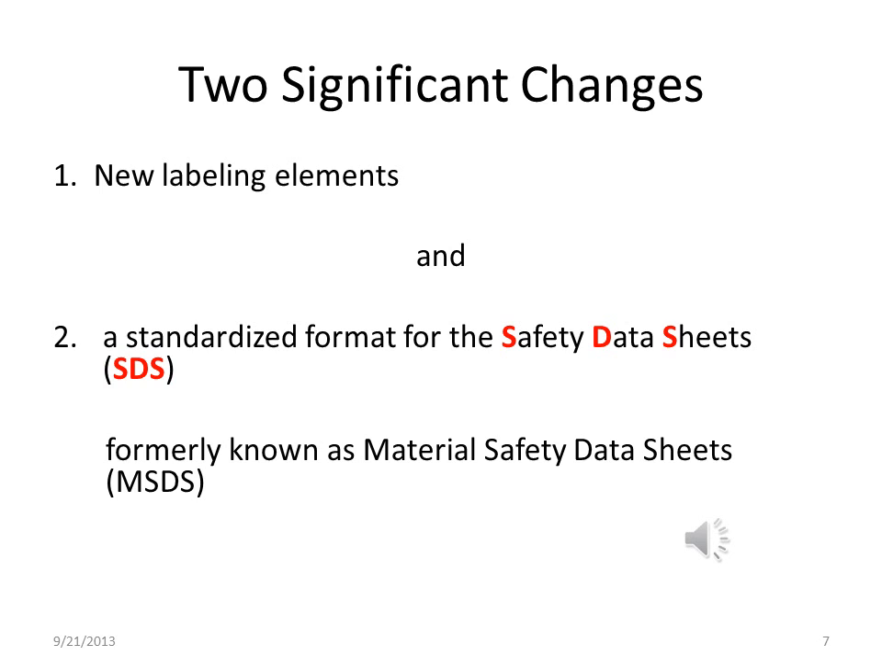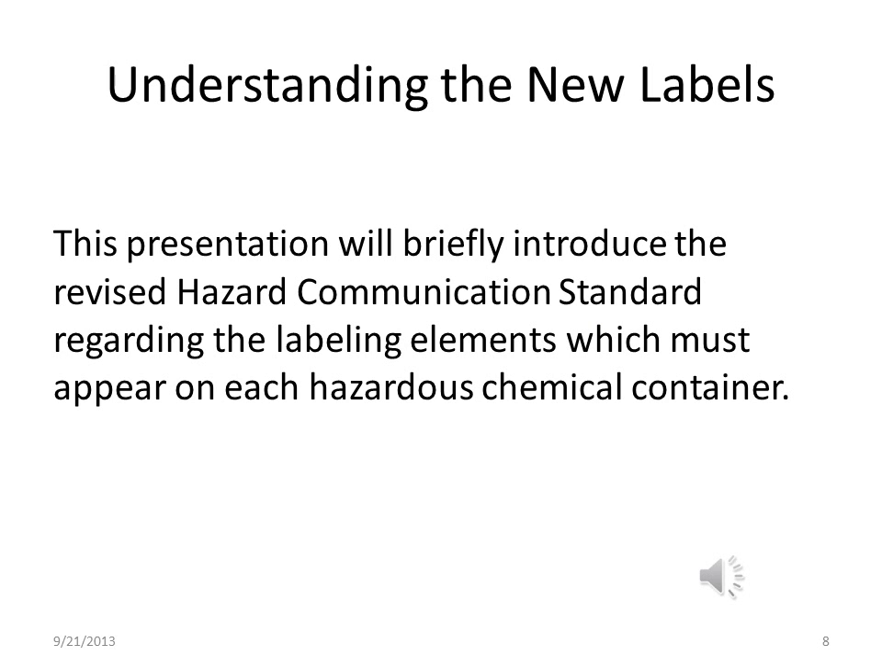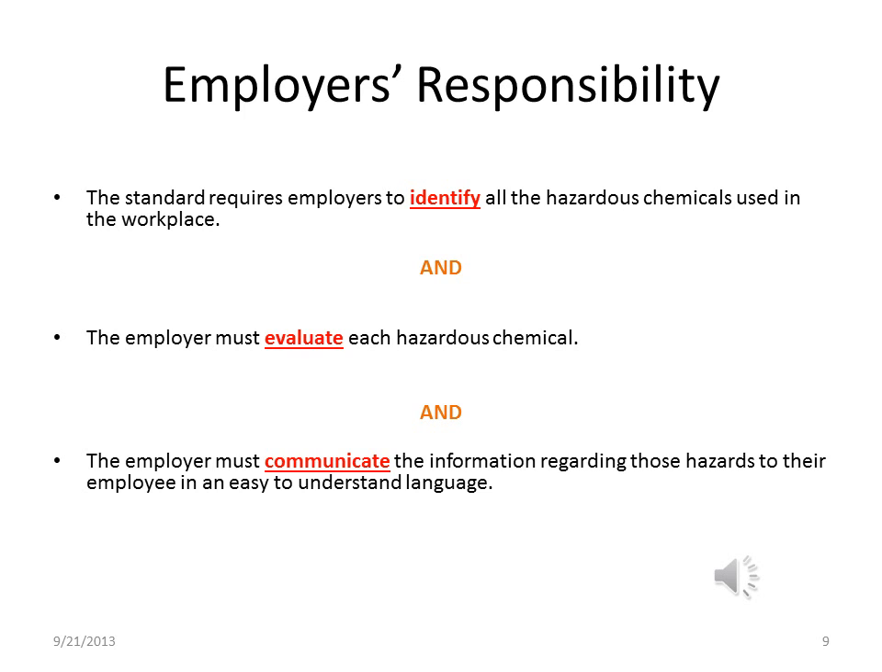There are 2 significant changes regarding the HCS. Number 1 are new labeling elements, and number 2, a standardized format for the safety data sheets, SDS. If you'll recall, the SDS were formerly known as the material safety data sheets. This presentation will briefly introduce the revised Hazard Communication Standard regarding the labeling elements which must appear on each hazardous chemical container. It is the employer's responsibility to identify all the hazardous chemicals used in the workplace.